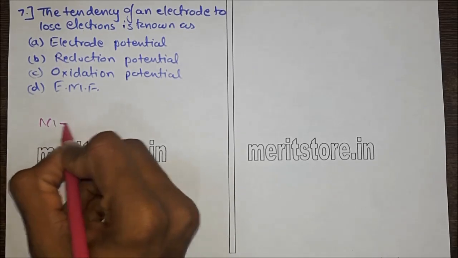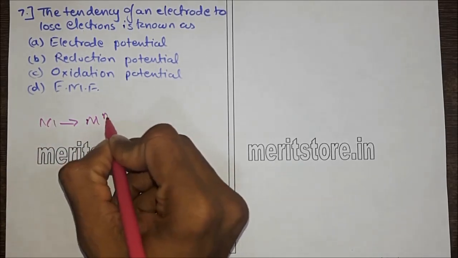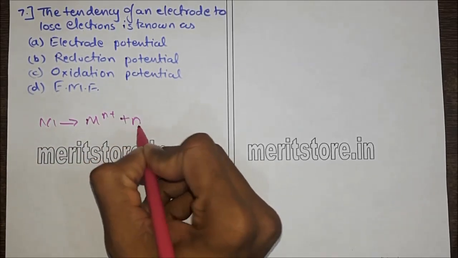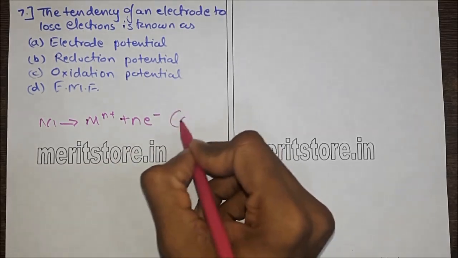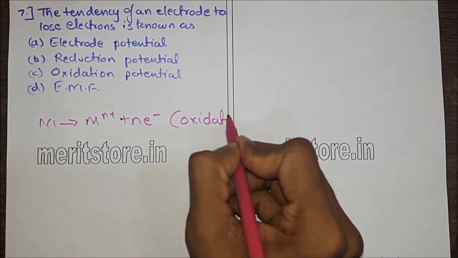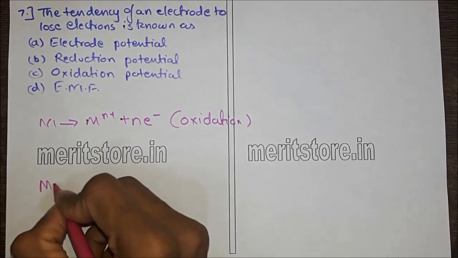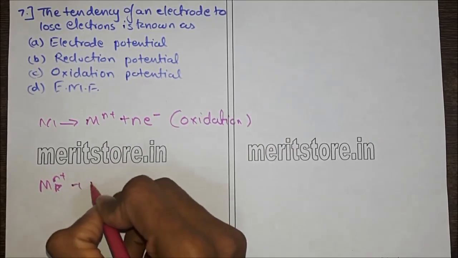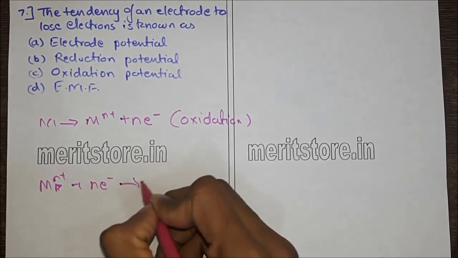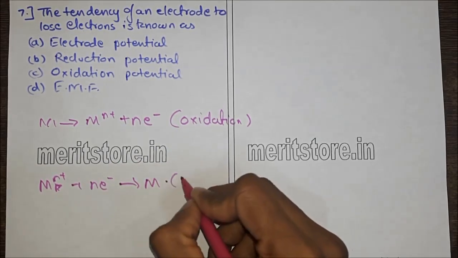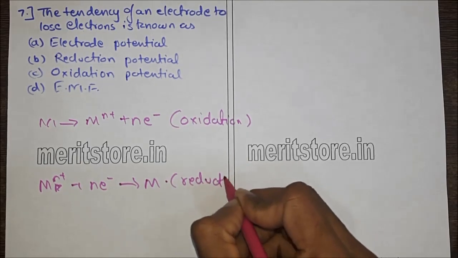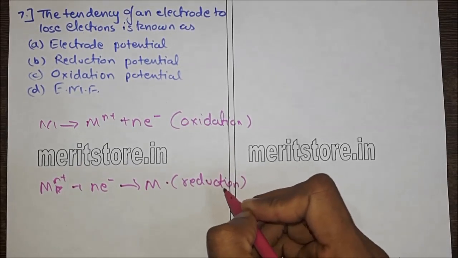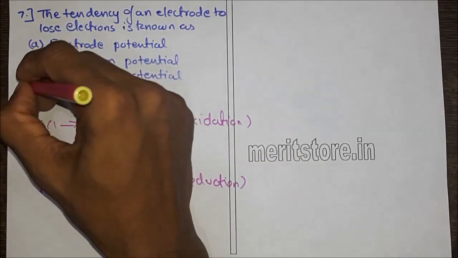That is, undergo oxidation, loss of electrons, and reduction, gain of electrons. Therefore, M gives M n plus plus n e minus, this is oxidation, and for M n plus plus n e minus gives M, N is the number of electrons, and this is reduction. Therefore, option C, that is oxidation potential, is the correct answer.